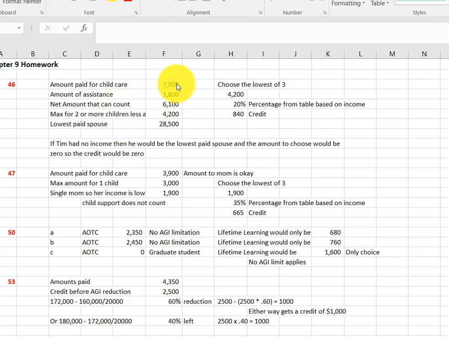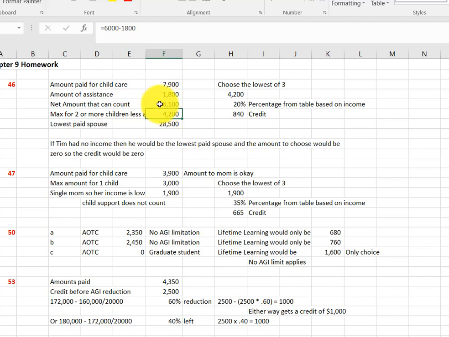So we have a situation where we paid $7,900 for 3 children. They received $1,800 assistance from their employer. So the net amount is only $6,100. The other number that we use in calculating this credit is $6,000 for 2 or more children. So it doesn't matter that we have 3; it's still $6,000. You subtract the $1,800 from that as well.